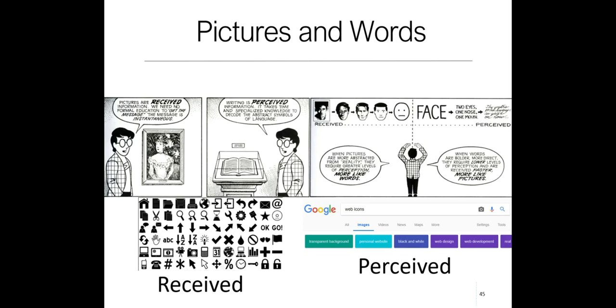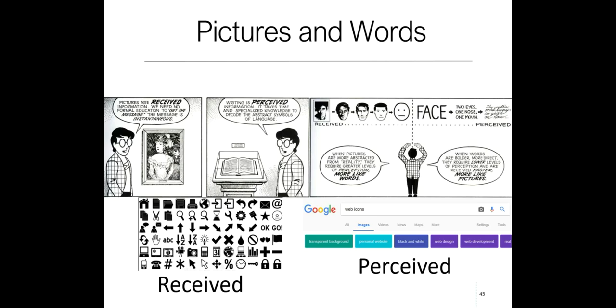Whereas on the right hand side, if I went to Google and typed in web icons and then went to images, we have transparent background, personal website, black and white web. You then have to read it. It's much less immediate, and that's what you see in the cartoon strip featured above. So pictures, as he says, are received. We need no formal education to get the message. The message is instantaneous. Writing, however, is perceived information. It takes time and specialized knowledge to decode the abstract knowledge of language.